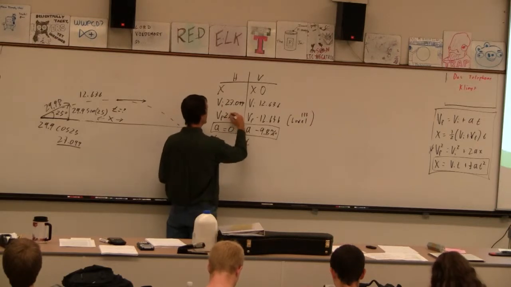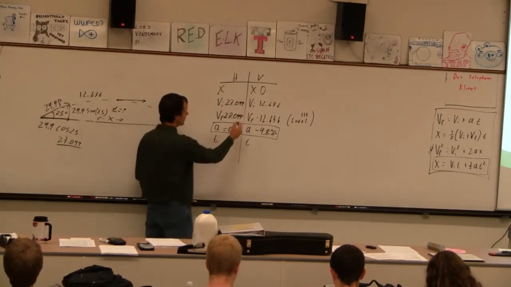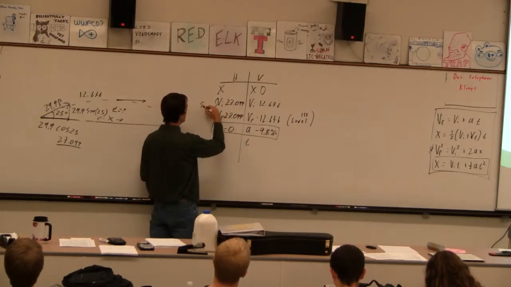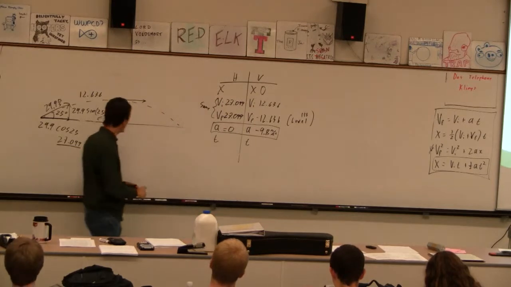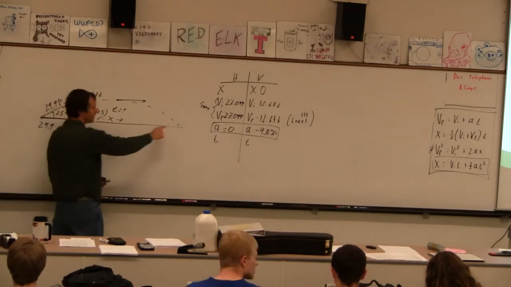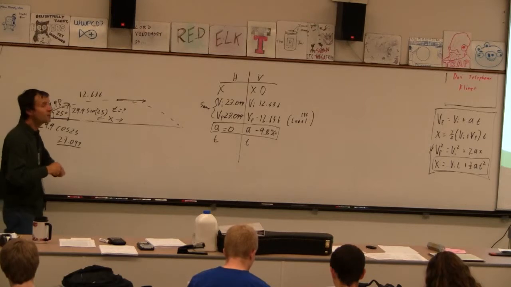We know this guy is 27.099, right, don't we? Because it's the same as this guy. These guys are always the same. Vertical distance is zero because it's not distance, it's displacement. It's a change in position. So it started and ended at the same elevation, right? Okay. So now we're set.